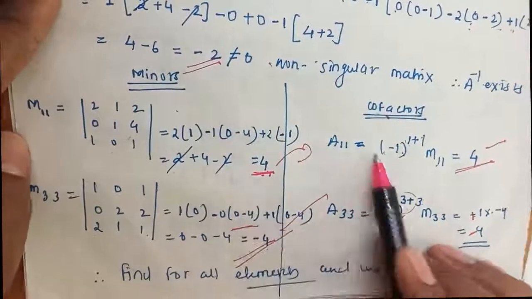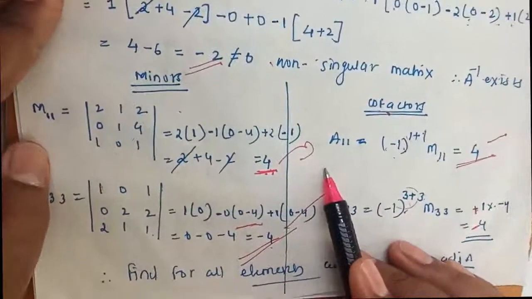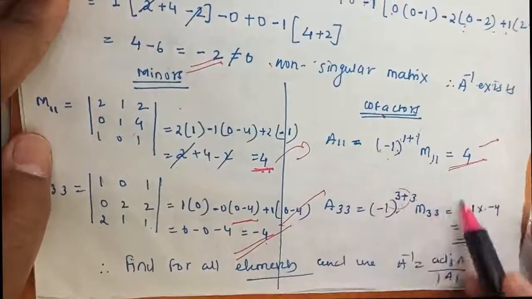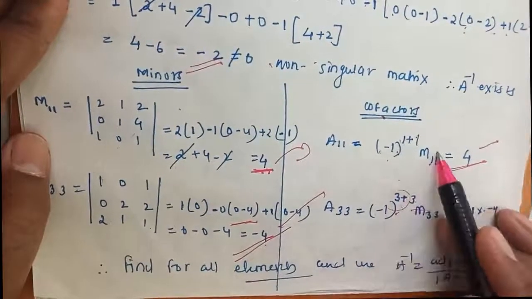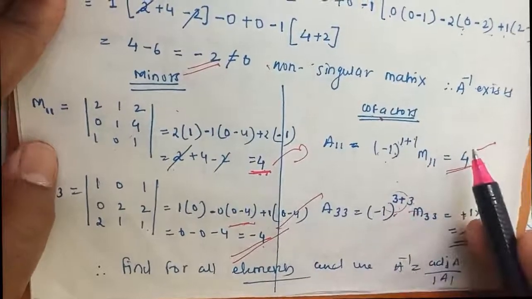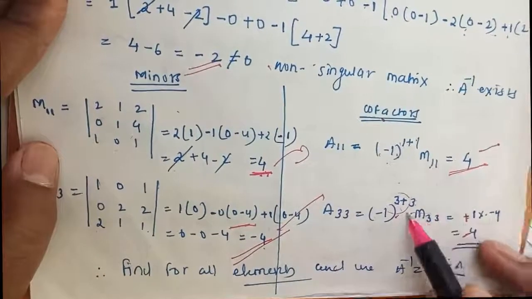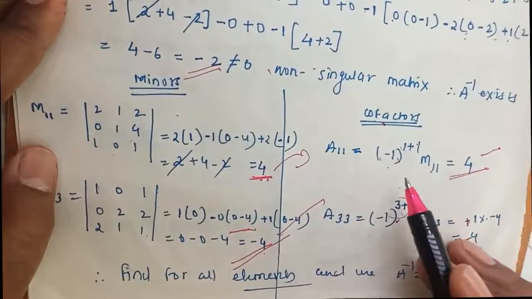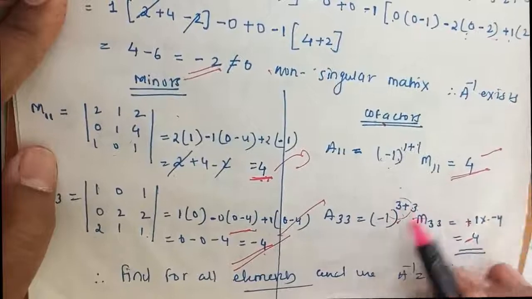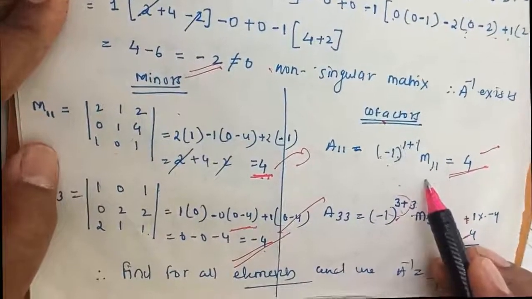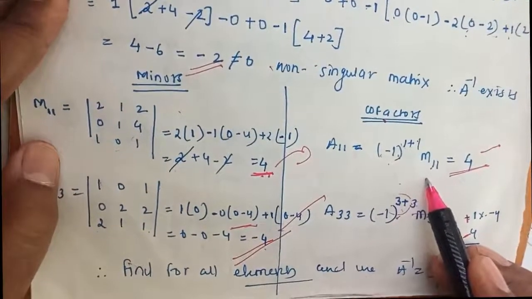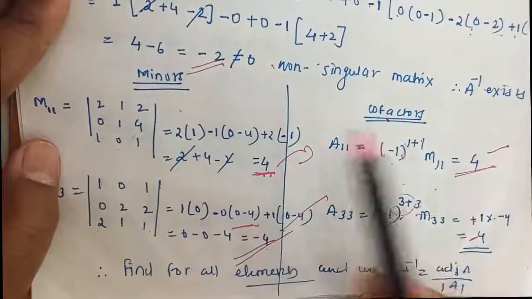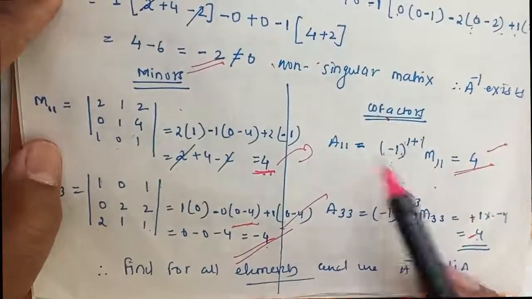Here I have solved only for one element, you have to find for all 16 elements. After finding the cofactors of all the elements, we will make the matrix of them. Then to find the adjoint, I will take the transpose of it. So what is the first step? First find all cofactors, then make the matrix of cofactors, then take the transpose of it, and that transpose is nothing but the adjoint. And that adjoint upon determinant, determinant is already minus 2, will give the A inverse.